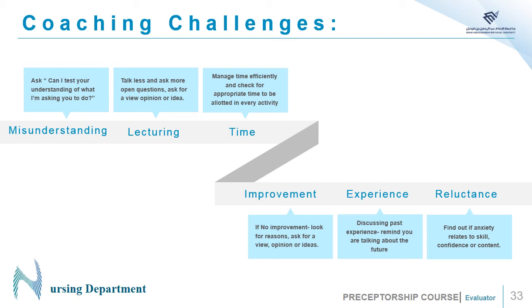If you feel that there is no improvement in the preceptee, try to look for reasons, ask for a view, opinion or ideas. Always include the day-to-day experience of the preceptees in the debriefing session. Discussing past experience, remind them that you will also talk about the future plans to be included and what more activities or procedures the preceptee wants to experience. Reluctance. Find out if anxiety relates to skill, confidence or content.